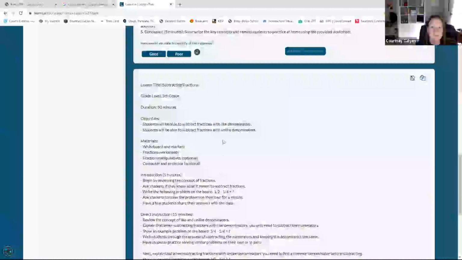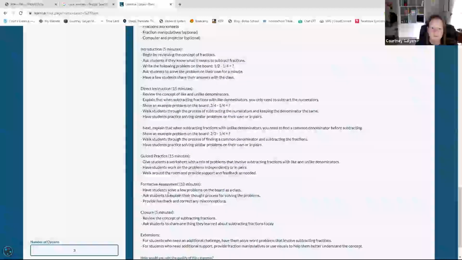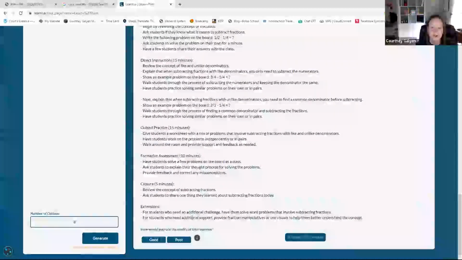This one is a little bit different. It breaks it down a little bit more. So you have your objective, your materials, introduction, direct instruction, guided practice, formative assessment, closure, and then extensions. So the extensions is where you're going to find your differentiation. It says for students who need an additional challenge, have them solve word problems, and then for additional support, provide fraction manipulatives or visuals.